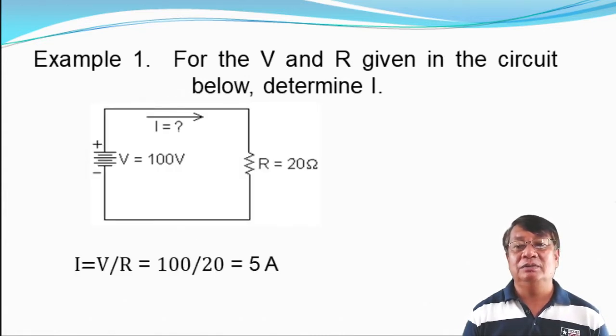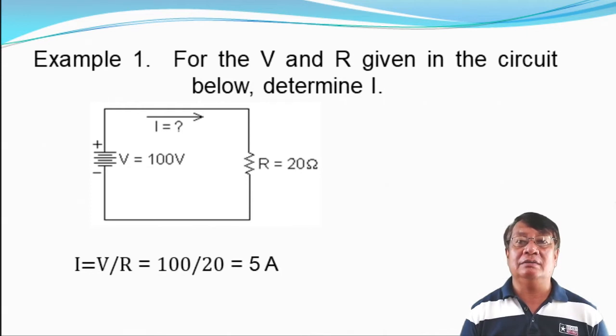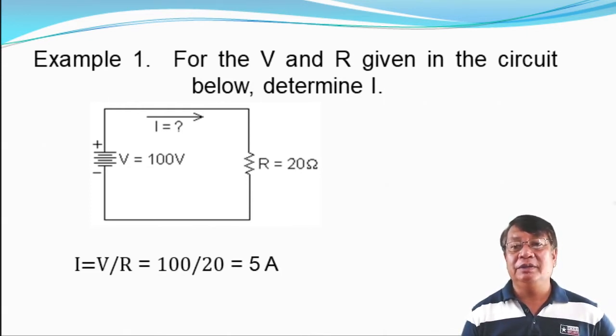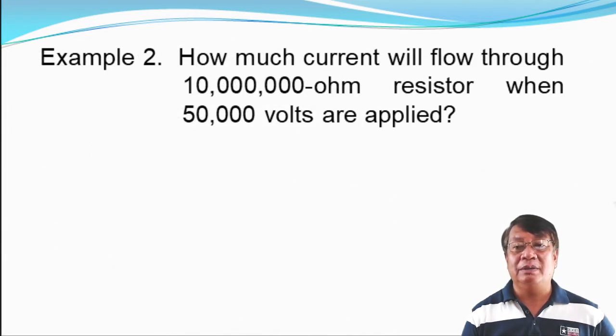For this given circuit below, the voltage is 100 volts and the resistance is equal to 20 ohms. Try to determine the current I. This current is simply equal to V over R, or 100 divided by 20, which is equal to 5 amperes. So that is example number 1.